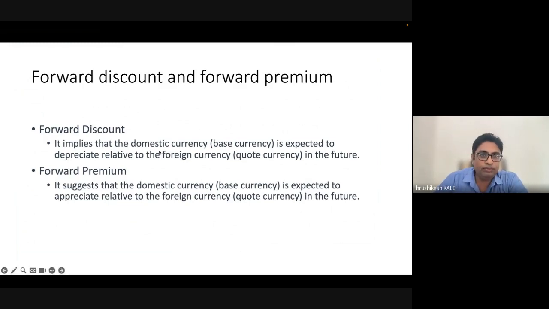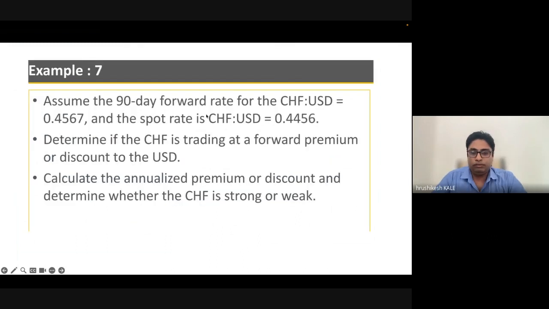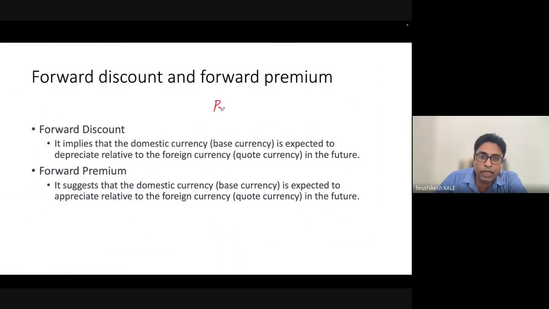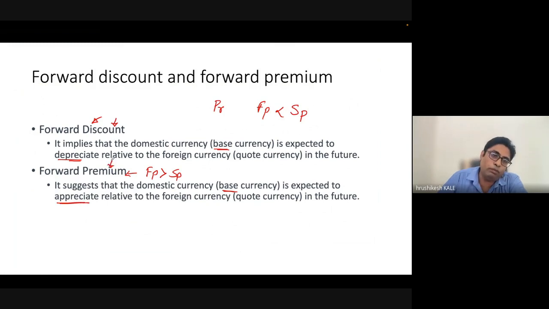Now, if the forward price is less than the spot price, you will call it a forward discount. And if the forward price is greater than the spot price, you will call it a forward premium. And this, again, we will always look at from the base currency point of view. So if the base currency is expected to depreciate, we will be in forward discount. If the base currency is expected to appreciate, we will be in forward premium.